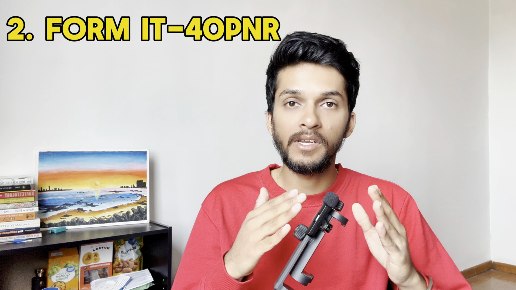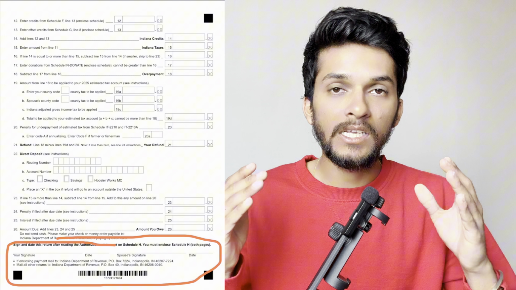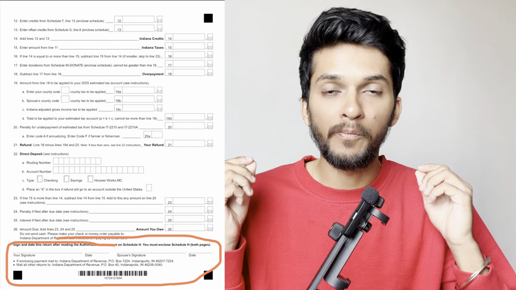The second form to attach after your copy 2 of your W2s is the form IT-40 PNR, which is for non-residents. This basically states the income you earn, all the deductions you can claim, and if you are getting a refund or owing money to the government. This is the main form for Indiana state taxes, and on the second page you have to ensure that you sign and put the date. Otherwise your state tax filing won't be considered complete, so this is an important step.